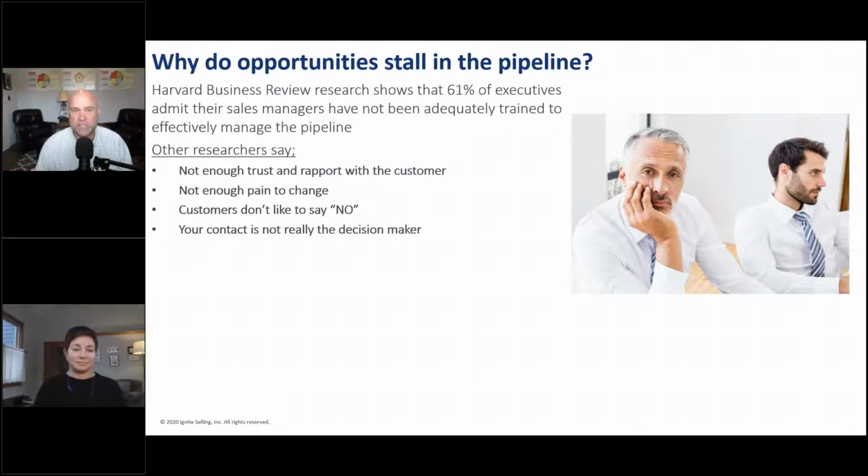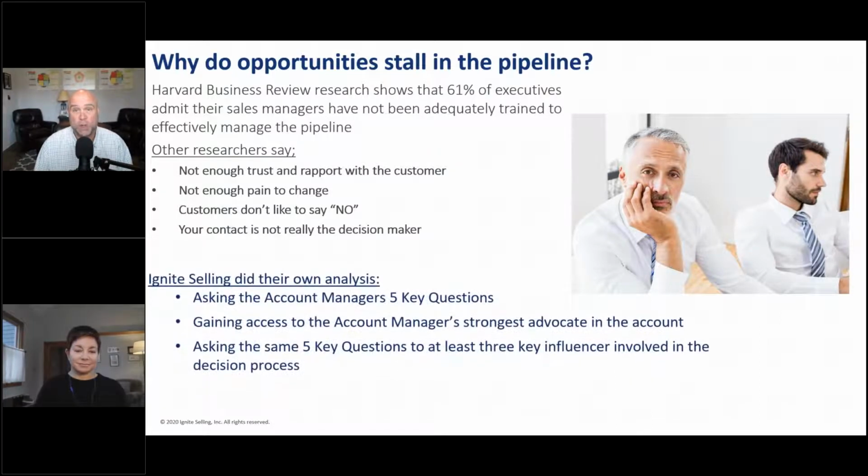But why else do opportunities get stalled? Other research shows things like this: there's not enough trust and rapport with the customer, there's not enough pain to change, customers don't like saying no so opportunities stall, or your contact really isn't the decision maker. I think these are traps that all sales representatives have fallen into at one point in time, which cause opportunities to stall.